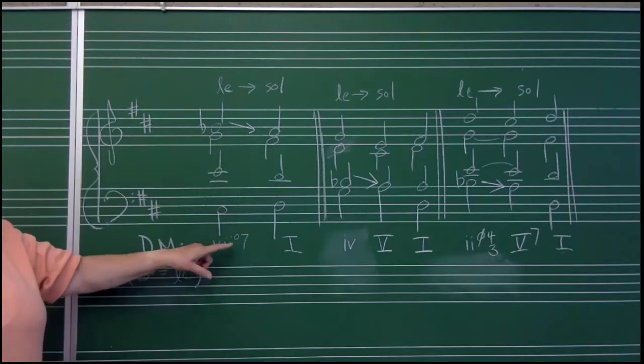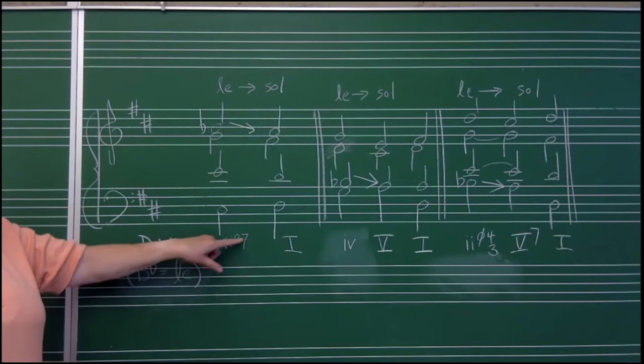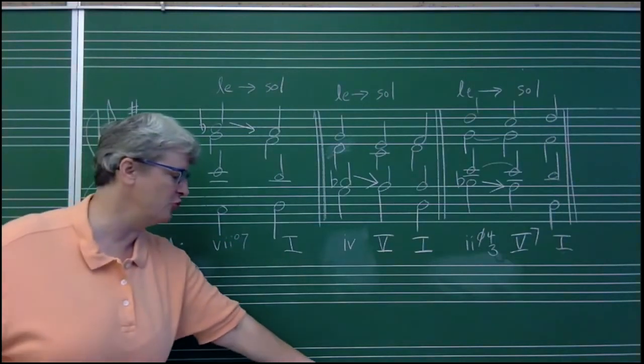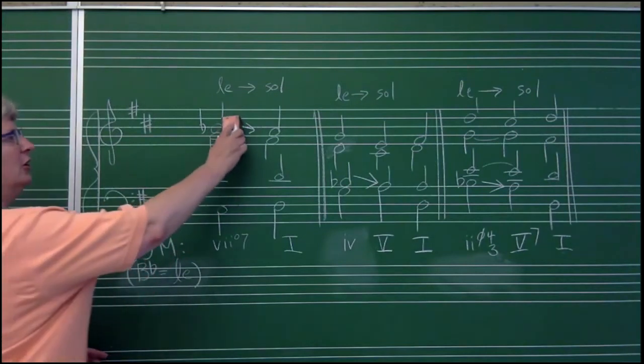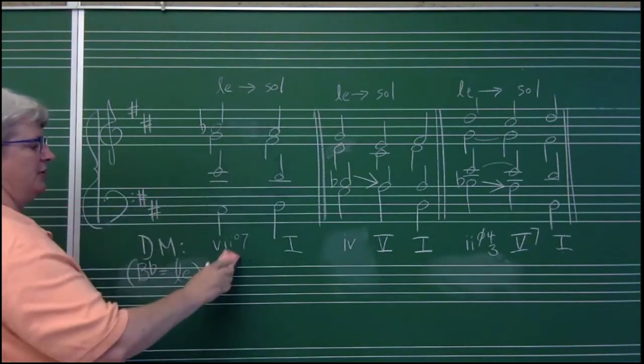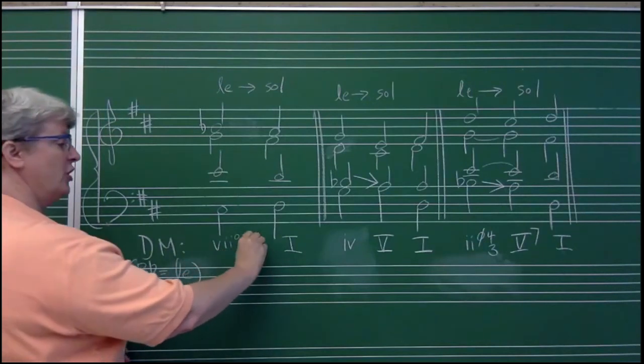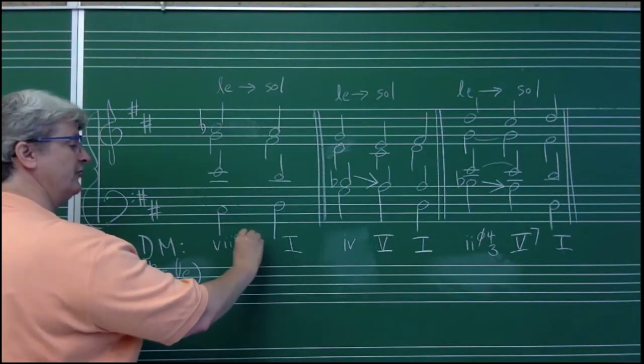The most common resolution for a vii diminished 7 is directly to I, but it's not all that unusual for the vii diminished 7, again, whatever inversion it's in, to go first to some inversion of V.